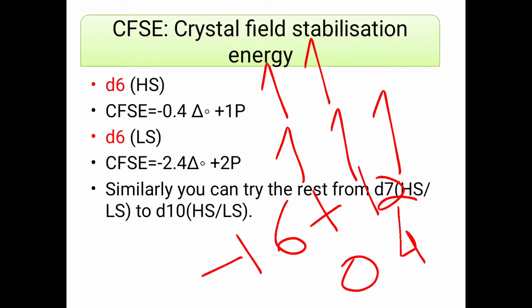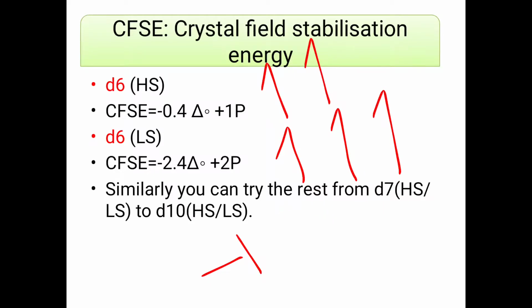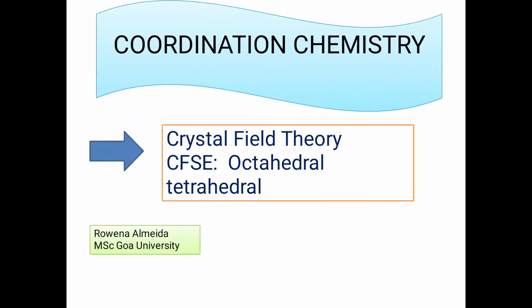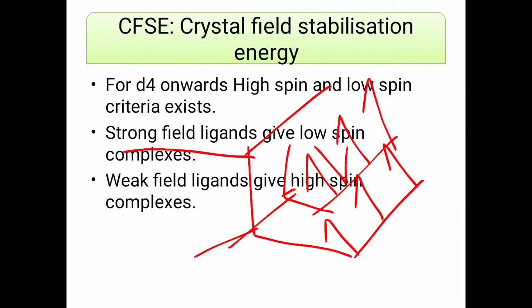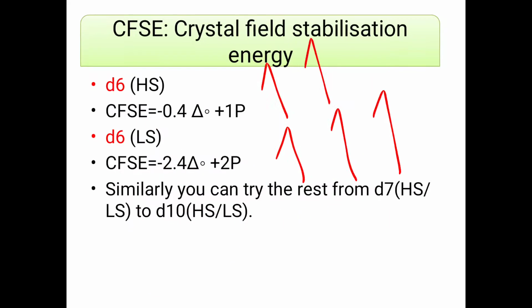But if you say low spin, meaning all those electrons remain down, it is as simple as this: you have to multiply minus 0.4 into your 6 electrons, which will give you minus 2.4 delta O as your CFSE. You can also try for D7 to D10, high spin as well as low spin complexes. That's the homework.